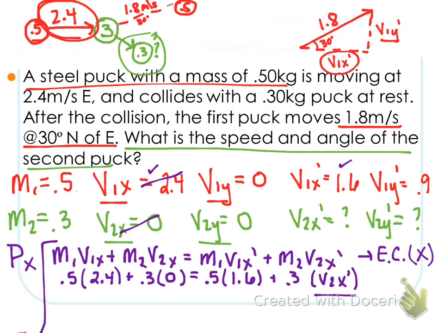Okay, so do you see out of all those variables, we only have one that we're missing, right? V2x prime is what we're solving for right now. What's the x velocity of our object after our collision? What is that EC for? This is just telling us that this is our elastic collision equation right here. Elastic collision in the x direction. Okay? So algebraically, let's solve here.